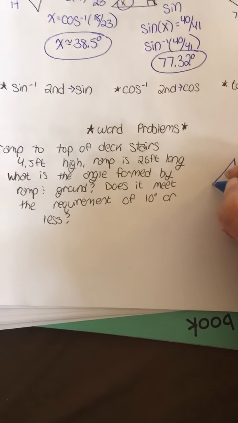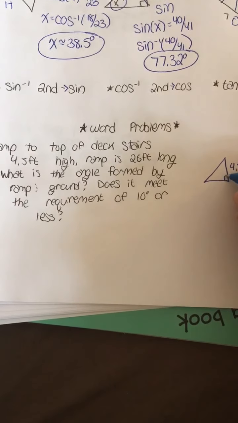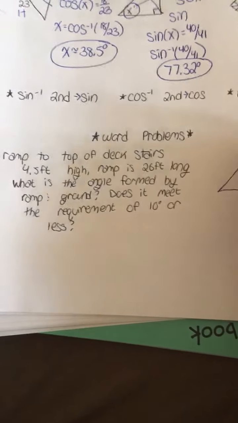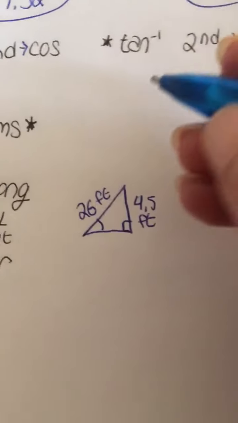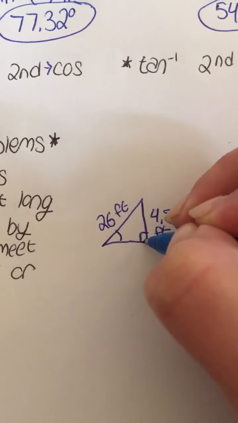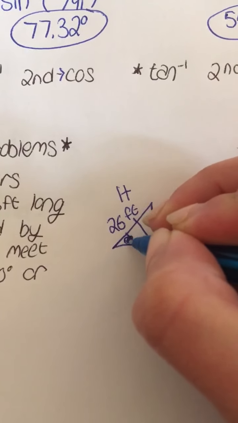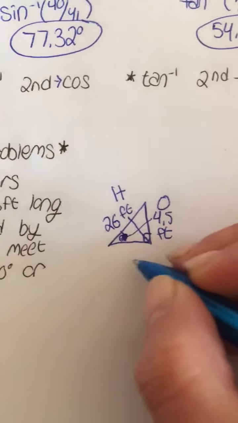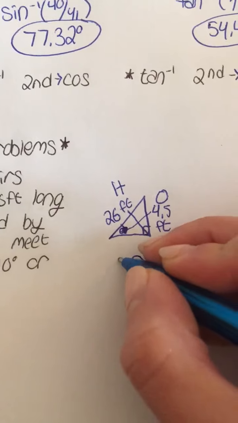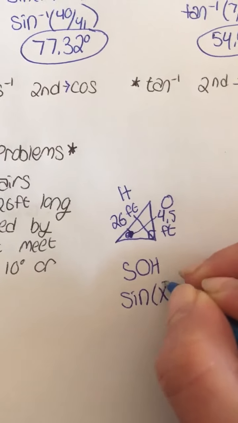So let's draw our picture first. The deck is 4.5 feet high, that's here. And the ramp is 26 feet long. And we need this angle. And again, doing this the same way as the ones before it. So start from 90, across from it is H. This angle that we need to find, across from it is O. You don't need the other side. So OH is SOH, which stands for sine. So sine of the angle that we don't know.